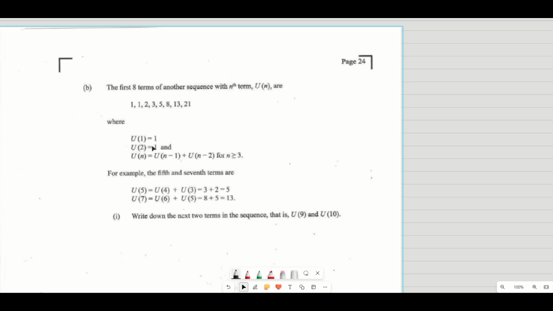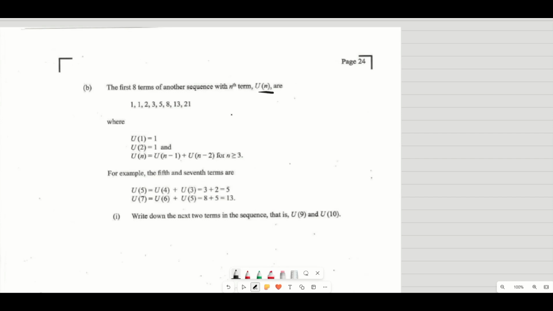They give you the formula for the nth term. Remember, un means your nth term. So this nth term would be u open bracket n minus 1 close bracket plus u open bracket n minus 2 close bracket, for n is more than or equal to 3.